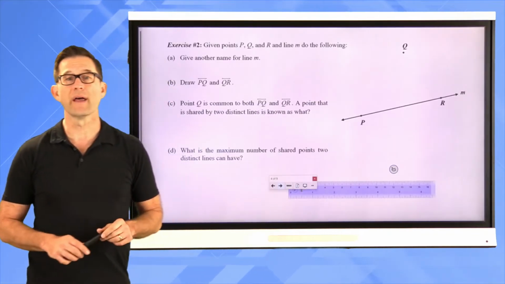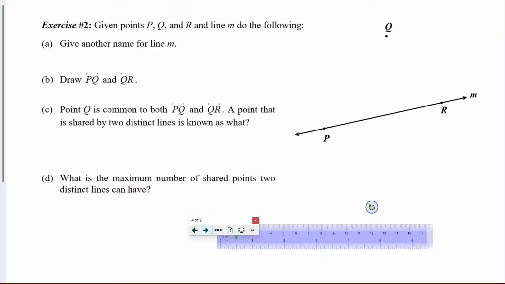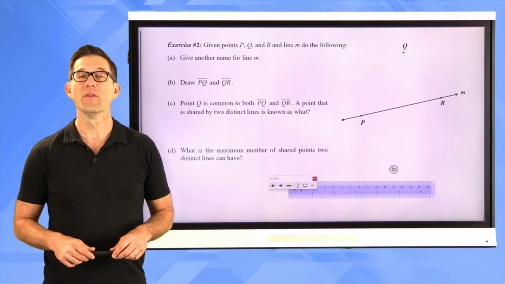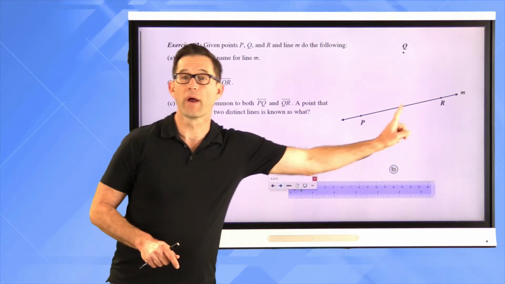All right, let's keep going. Exercise number two. Given points P, Q, and R, and line M, do the following. Letter A. Give another name for line M. All right, so line M is this line right here.